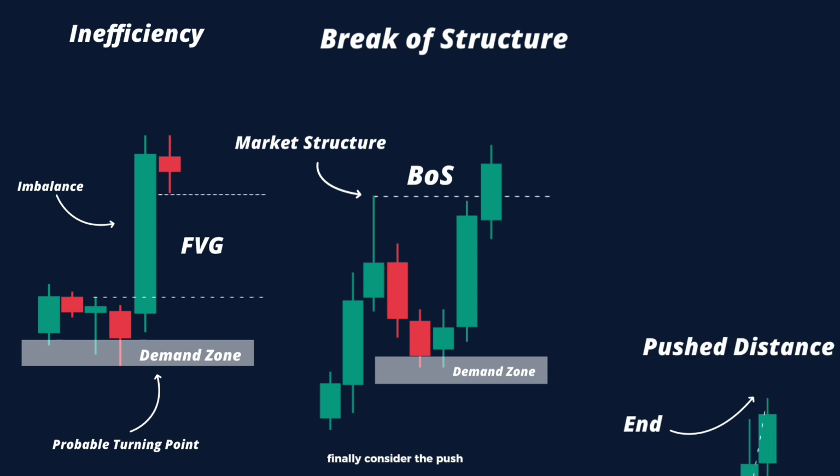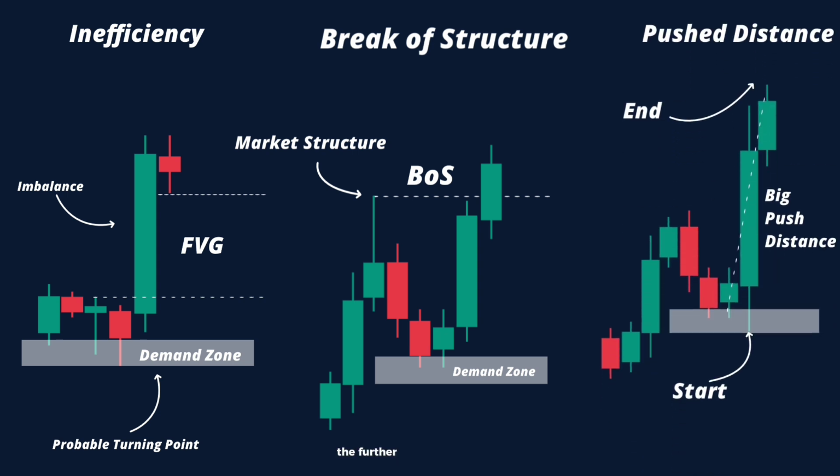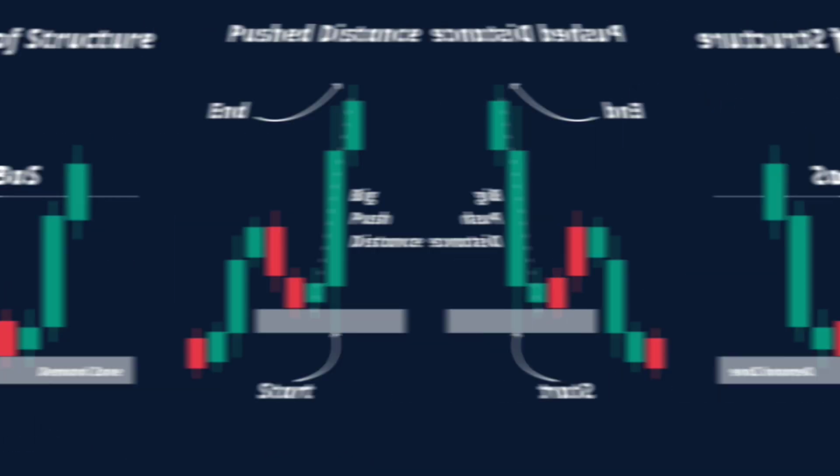Finally, consider the push distance. The further price travels away from a zone before returning, the more likely it is that the rejection was driven by real institutional intent. Combining these clues gives you a sharper edge in identifying zones with true trading potential.